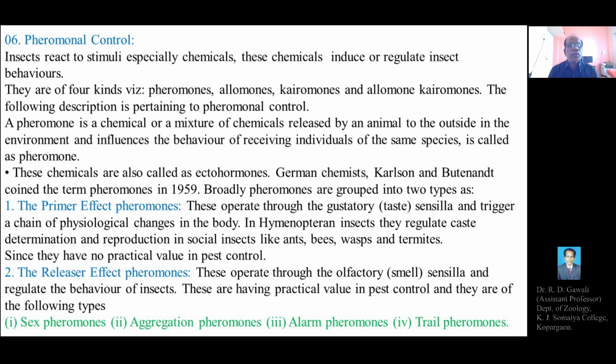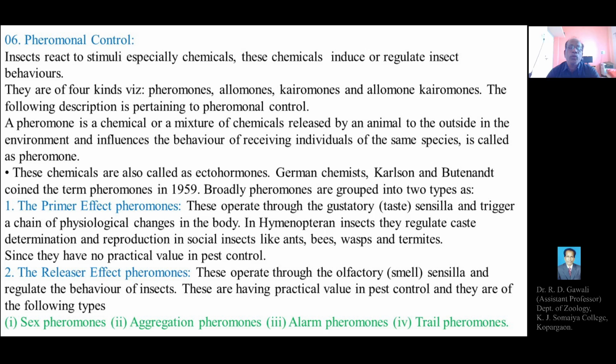There are four types of releaser effect pheromones, such as sex pheromones, aggregation pheromones, alarm pheromones, and trail pheromones. These are the second type of pheromones which have certain value in pest control.